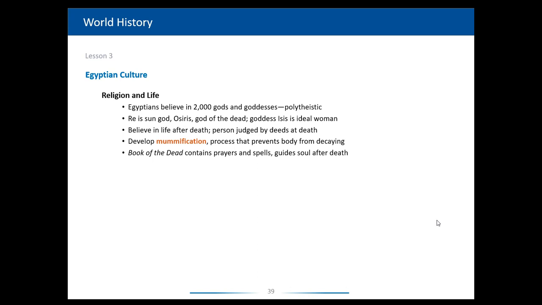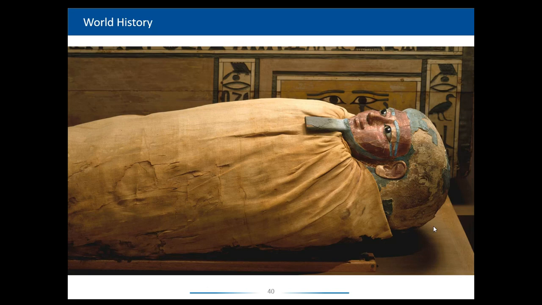They develop mummification. Mummification is a process that prevents the body from decaying. The Book of the Dead contains prayers and spells, and it guides the soul after death. This is the belief of the ancient Egyptian people.